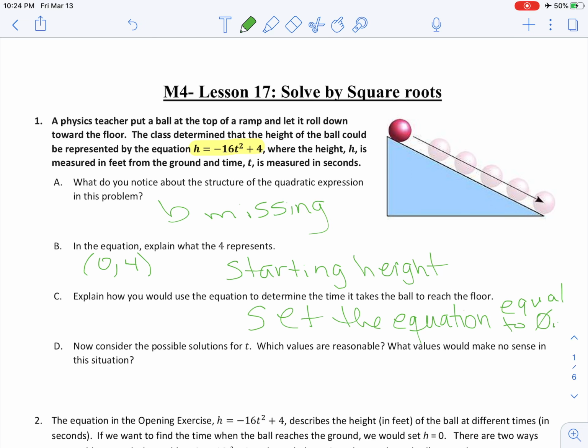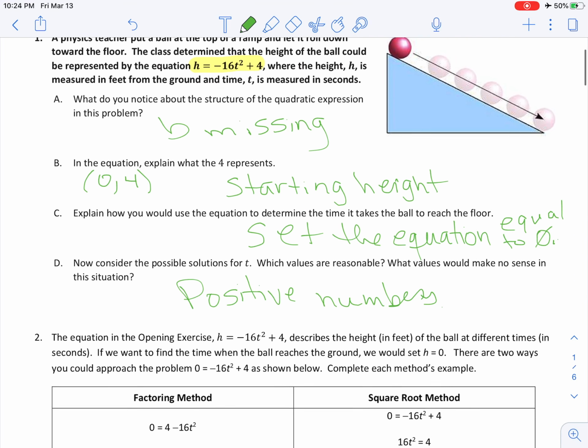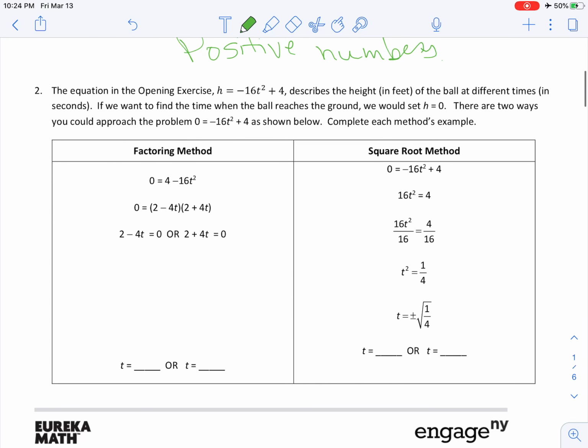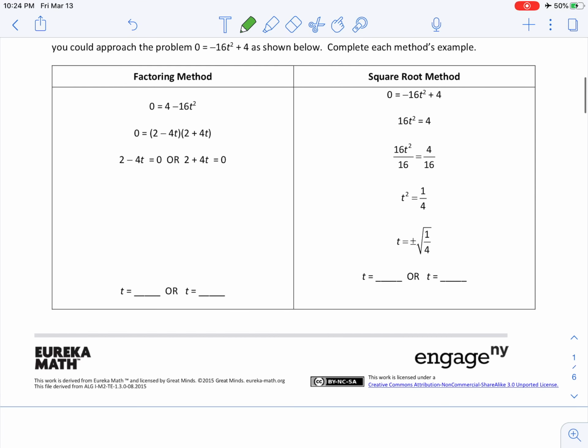Now consider your possible solutions for t. Which values are reasonable? Well, if t is time, can't have negative, so wouldn't we end up with positive numbers? Okay, negatives would make no sense whatsoever. So we're going to look at this. There are 2 ways you can solve this.